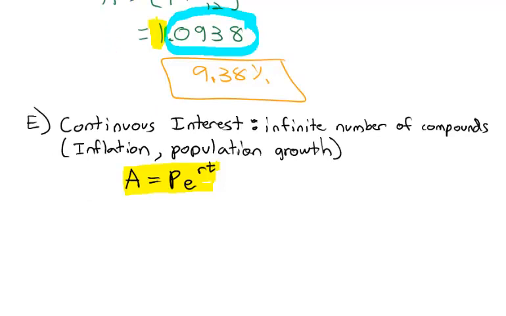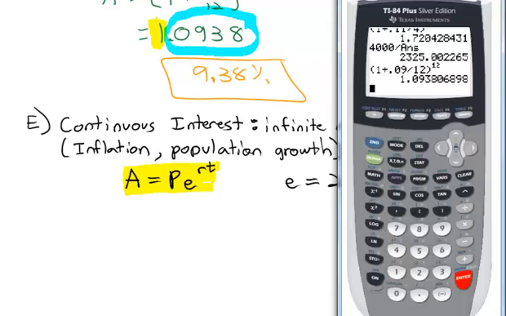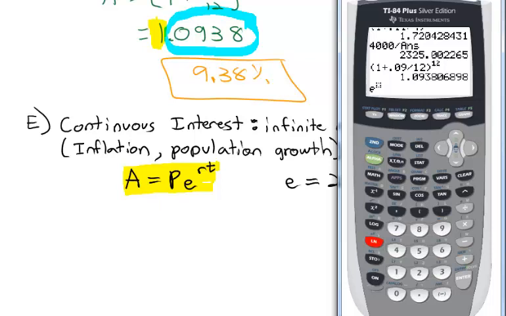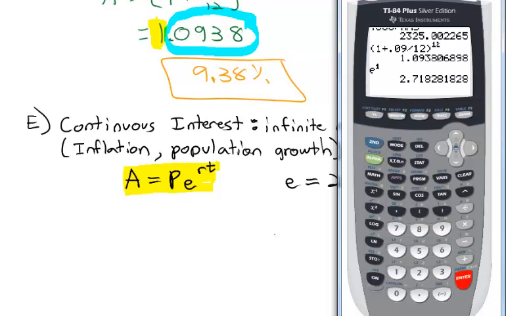The new variable here is E. And E is kind of like pi. It's called Euler's constant. It's about 2.718, and it goes on forever. Fortunately, your calculator has an E button, so you don't have to really worry about what E equals. I'll show you here. If you hit second and then the ln, that gives you e to some power. We'll say e to the first power. That's just e. 2.7182, and it goes on. That's e.